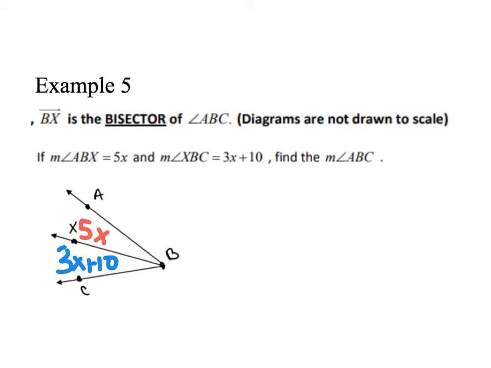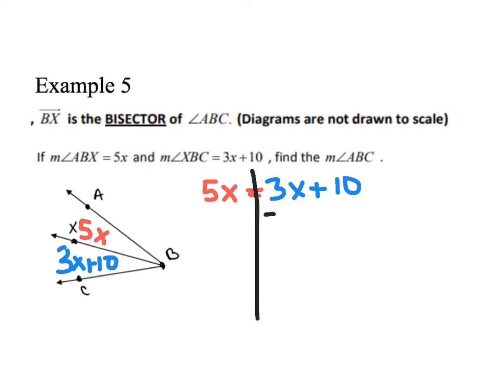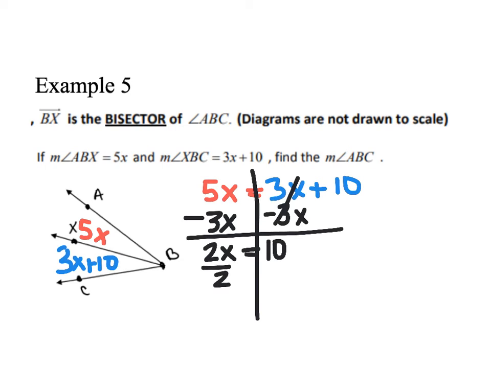So an angle bisector cuts an angle in half into two equal pieces, so that means that 5x is equal to 3x plus 10. And then solve the equation. Move your smallest variable. So I'm going to subtract 3x from both sides and get 2x equals 10. Divide by 2, x equals 5. If that's what they asked for, we would be done. Unfortunately, they didn't ask for that. They asked for angle ABC.